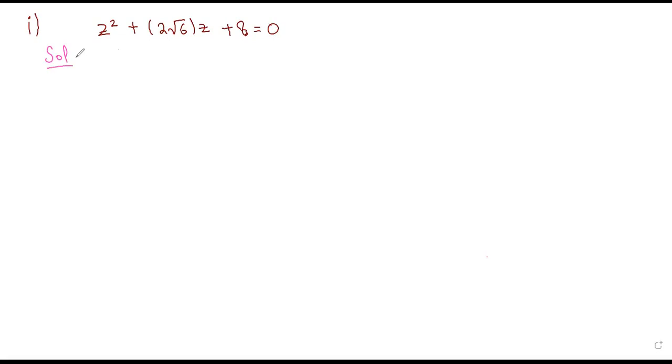So let's do it. So z would be equal to, what is the formula? I'll write down the formula first. Minus b plus minus under the root of b square minus 4ac by 2a. Yes, 2a. Very good. And a is 1, b is 2 under root 6, and c is 8.